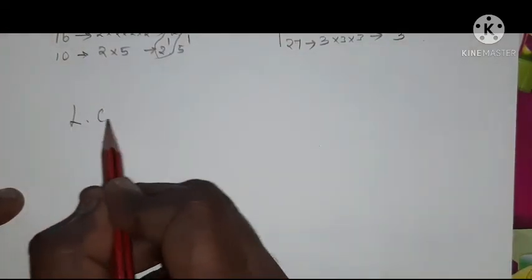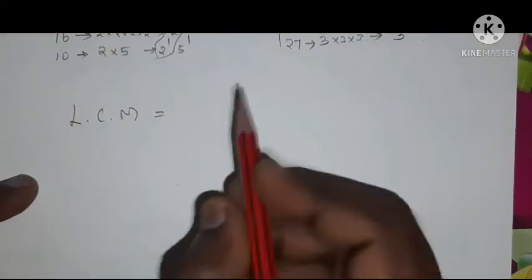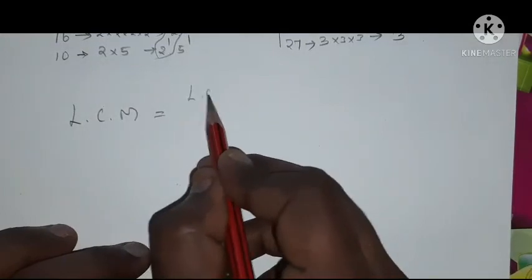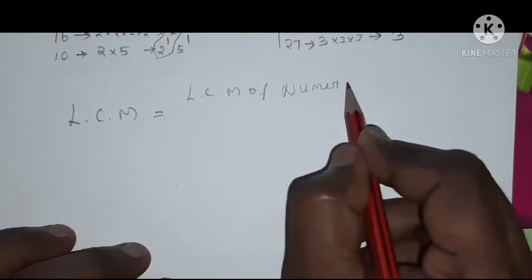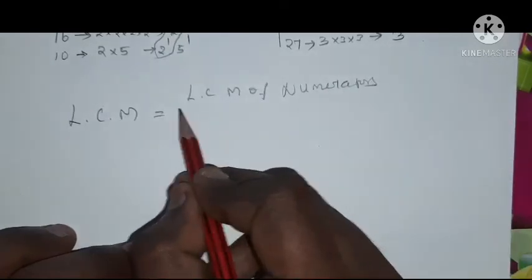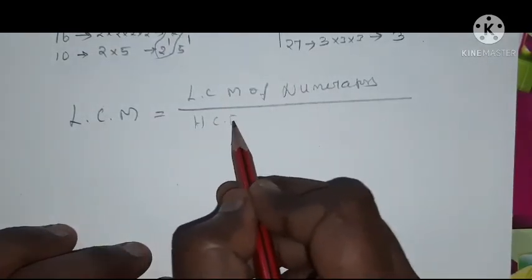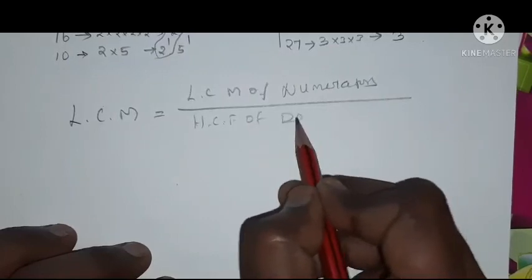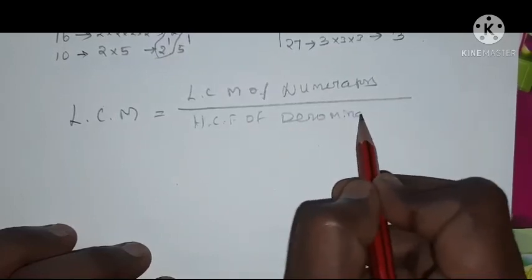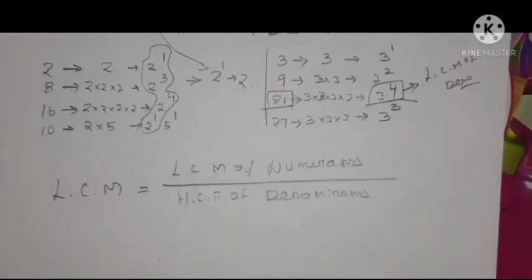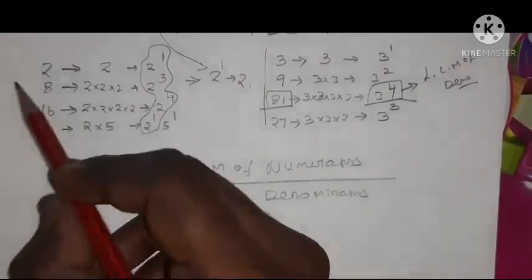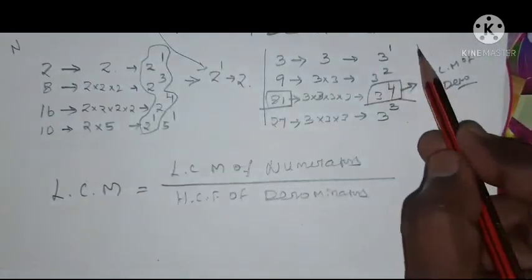So the least common multiple can be calculated by the LCM of the numerators divided by the HCF of the denominators. Right? Now look at the factors. These are the numerators, these are the denominators.